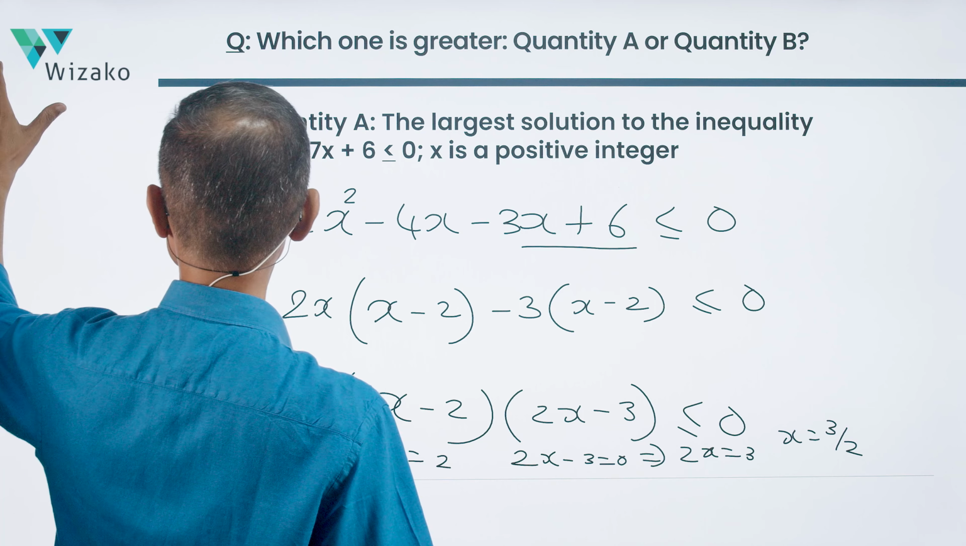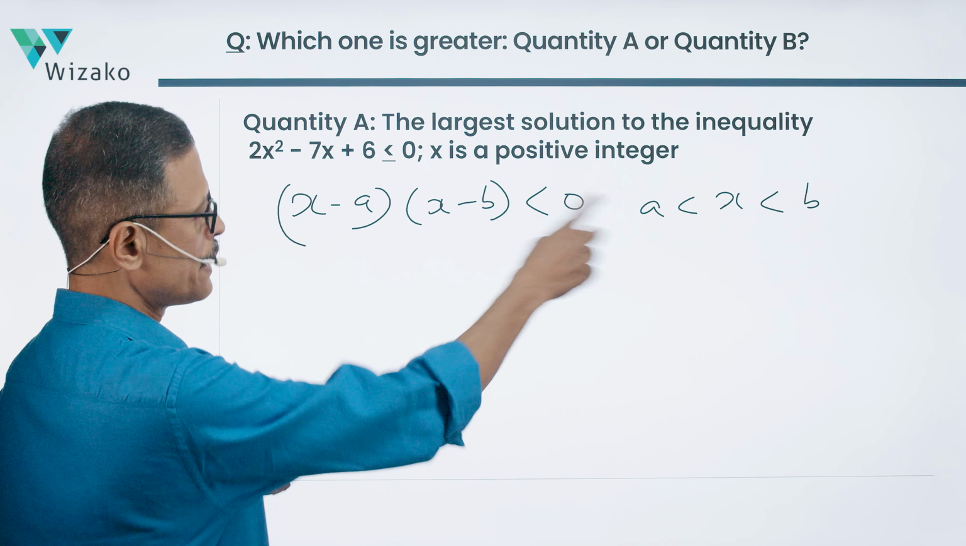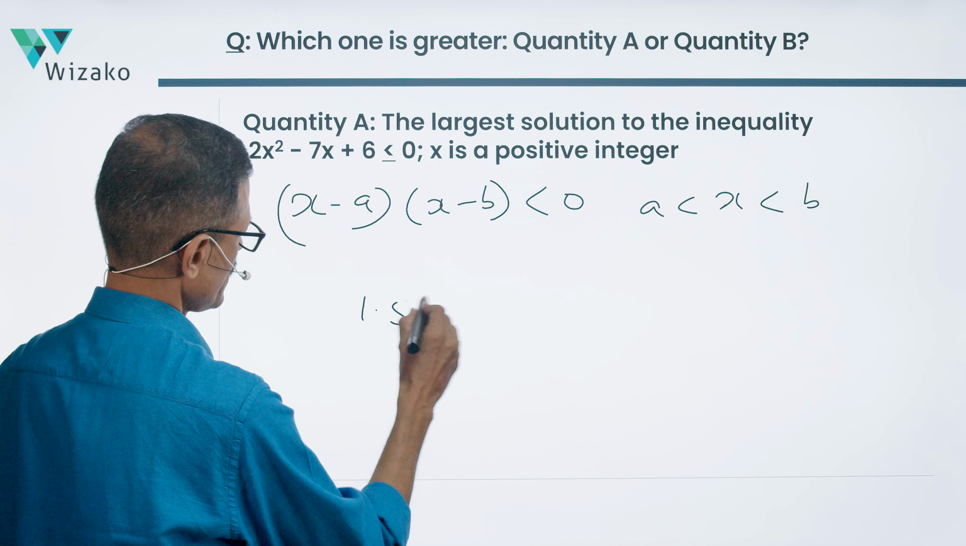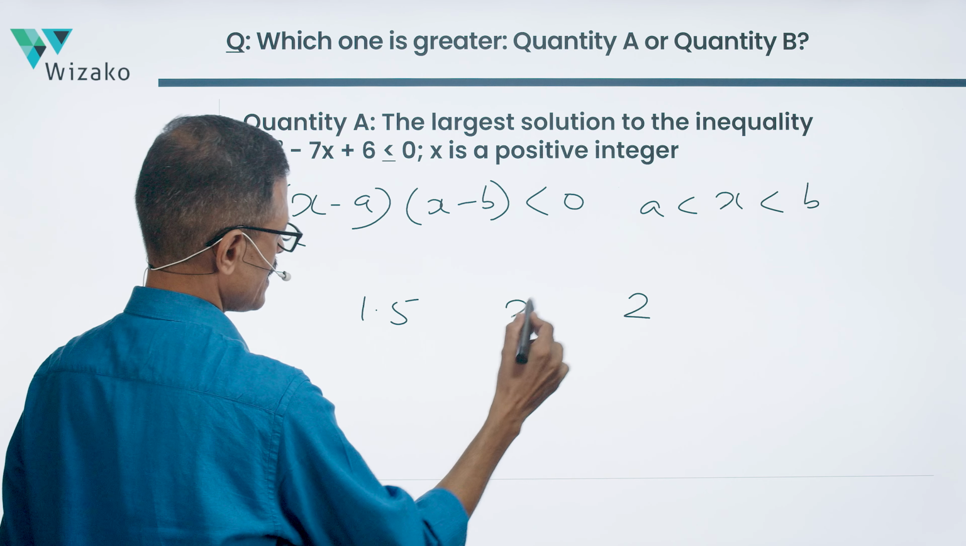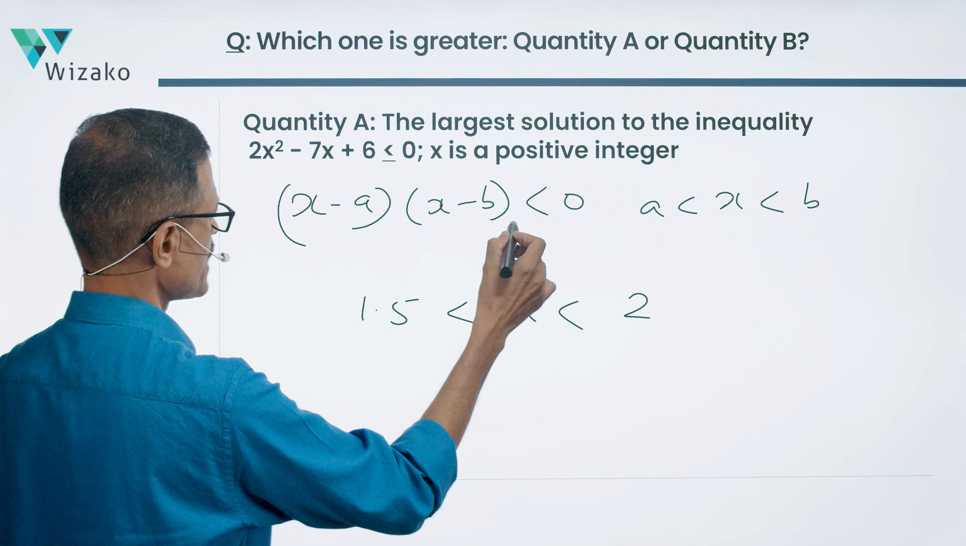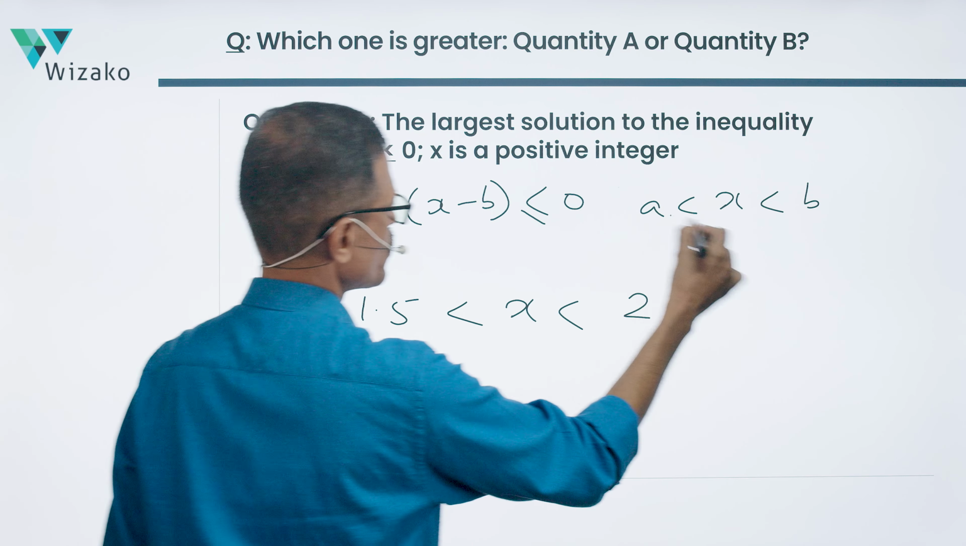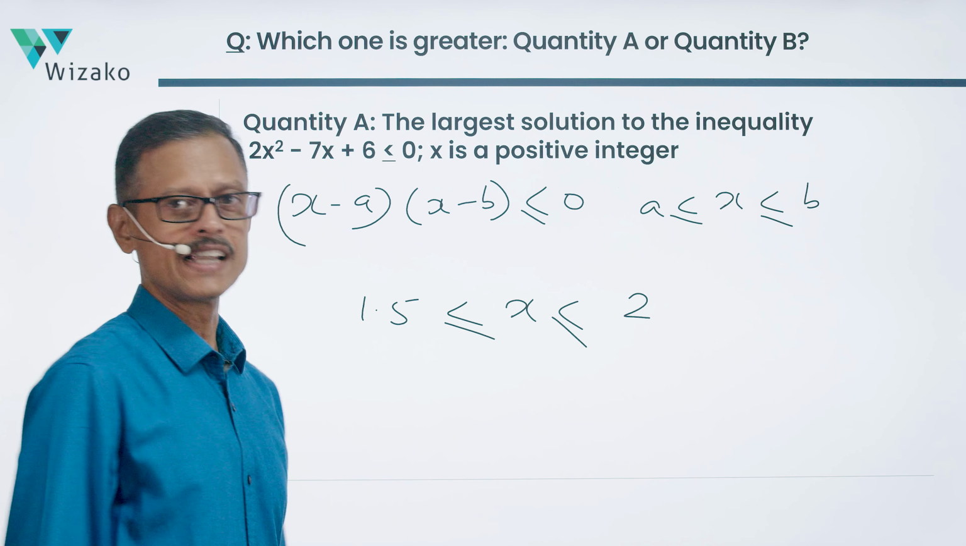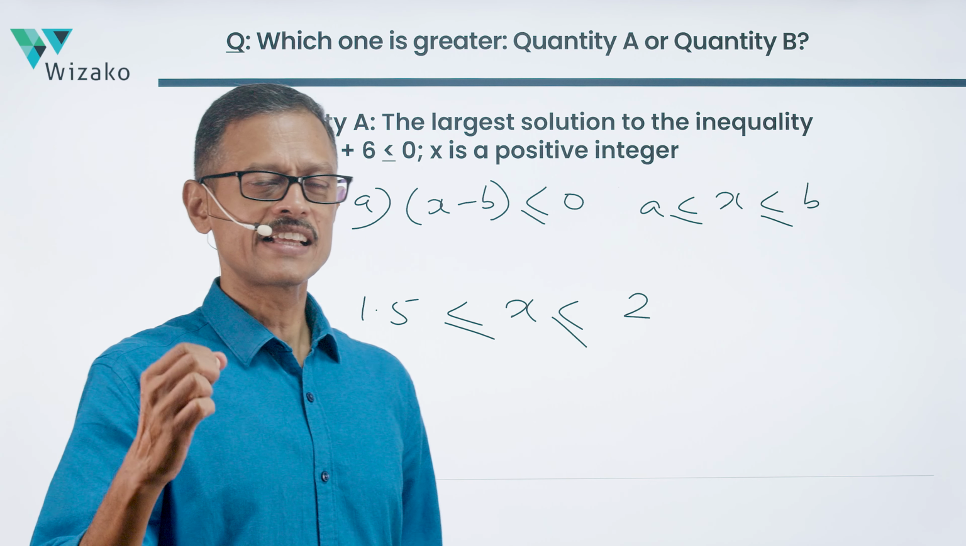Right. So for the inequality, the value of x will lie between the roots. One root is 3 by 2, which is 1.5. The other root is 2. So x lies between these. It is not a strict inequality. It's a less than or equal to. So it can take values which are 1.5, including 1.5 and 2. So what is the range of values that x can take for this inequality?